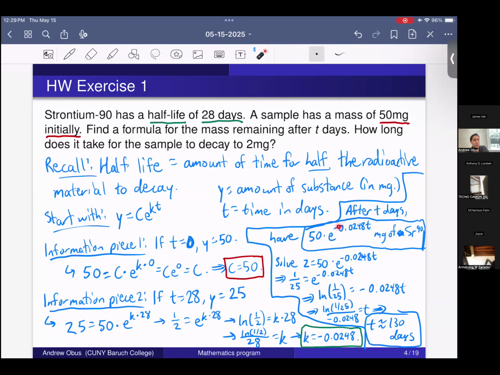So if it says, how long does it take the sample to decay to 2 milligrams? We want to know, when will this expression be equal to 2? So we have to solve for t. Right? 2 milligrams should be equal to this much. And it turns out that t is 130 days.